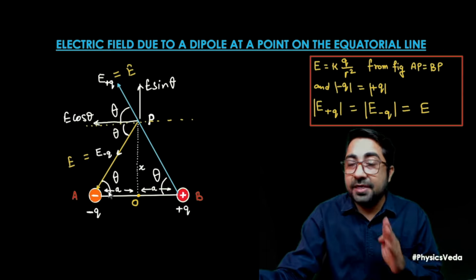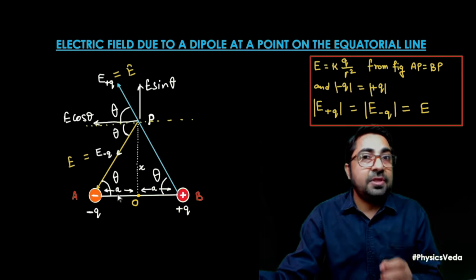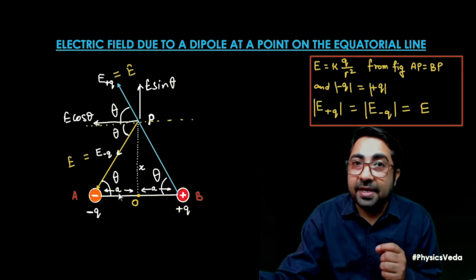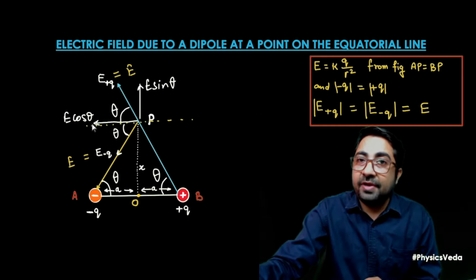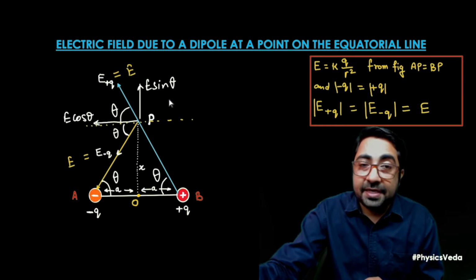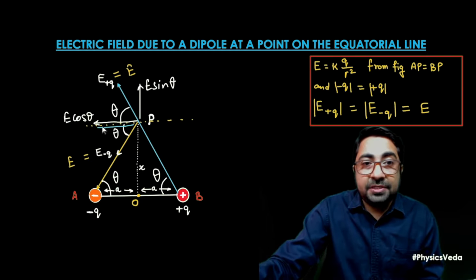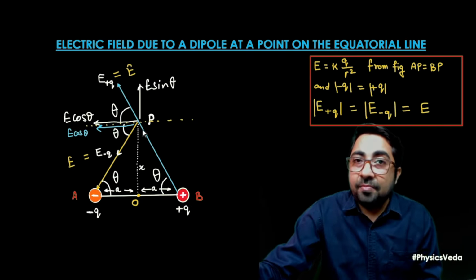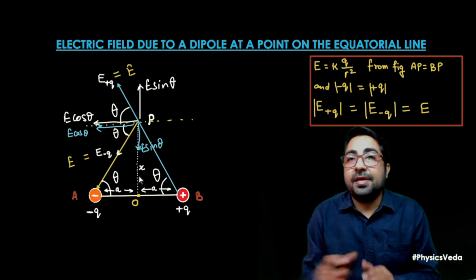We have already discussed that the electric field magnitude due to the positive charge and due to the negative charge are equal, so I can write the components in terms of E only. The horizontal component of the electric field is E cos theta and the vertical component is E sin theta. Due to the negative charge, the component along this reference line is again E cos theta, and the perpendicular component is E sin theta.